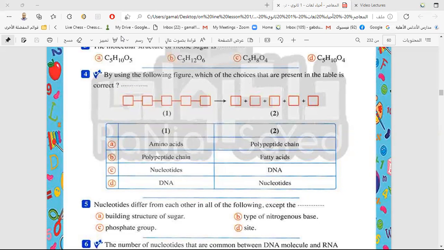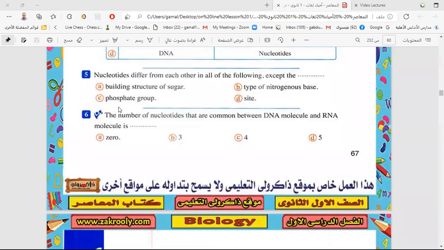Let's move to another question. Nucleotides differ from each other in the following, except: building of the structure of glucose. Nucleotides differ in the building of the structure of glucose. All nucleotides have the same sugar, not glucose. So number 1 will be wrong.